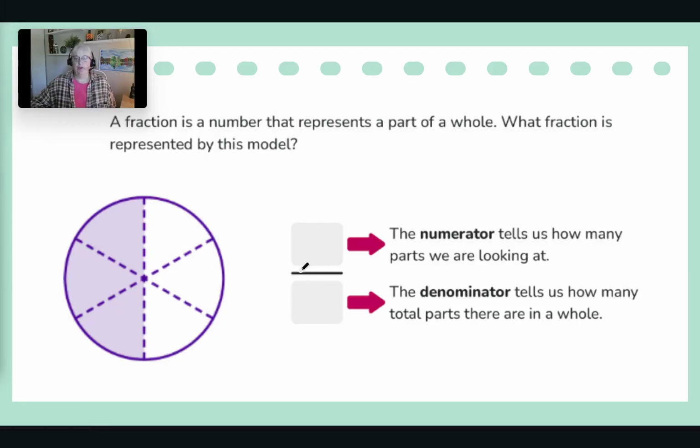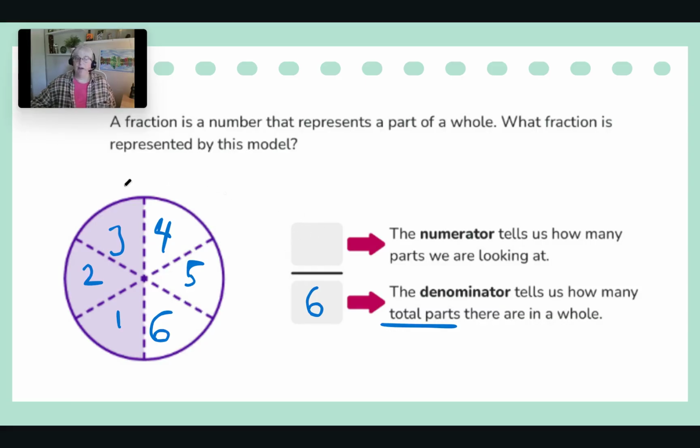I like to start with the denominator first because I can go in here and count how many pieces there are. 1, 2, 3, 4, 5, 6. I have 6 total pieces. That is the denominator. That's how many total parts are in the whole pizza.